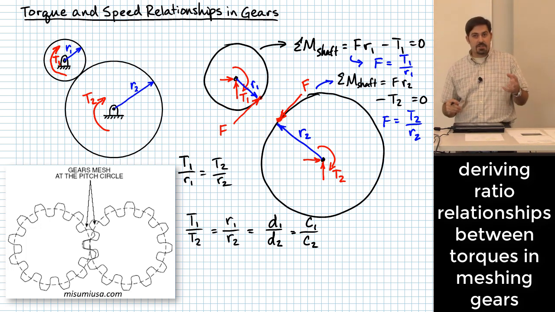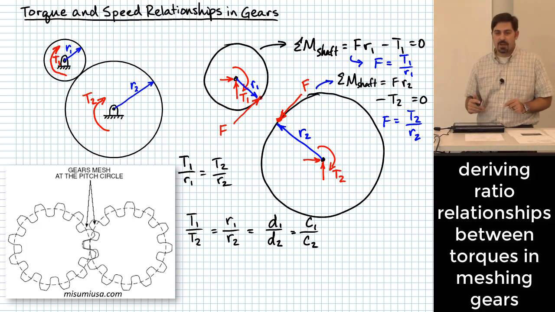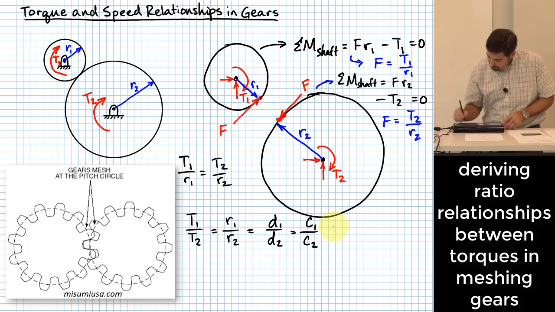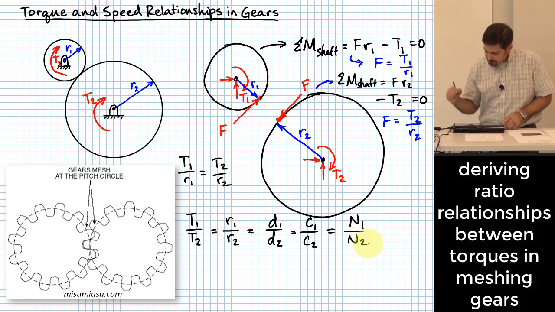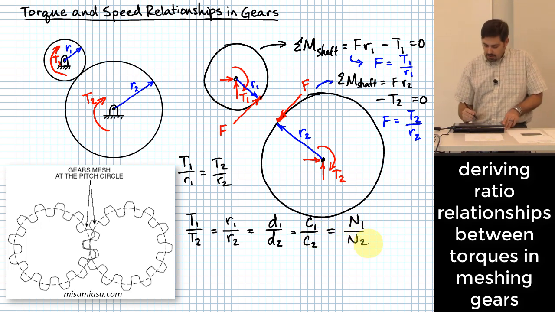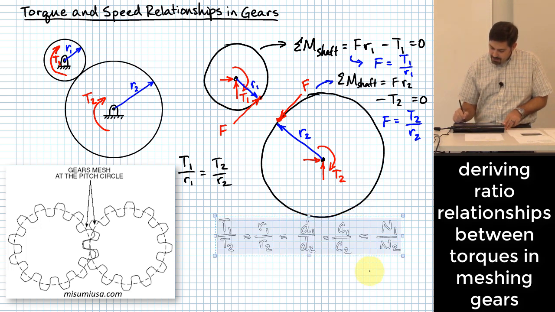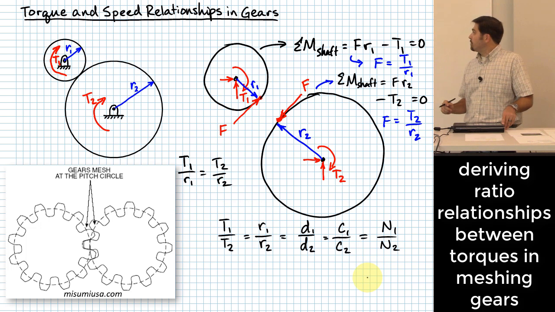If pitch is number of teeth per unit of circumference, what if I multiplied numerator and denominator by pitch? So this actually turns into the number of teeth on gear 1 versus the number of teeth on gear 2. All these relationships hold whenever we're talking about the gear ratio between two gears.